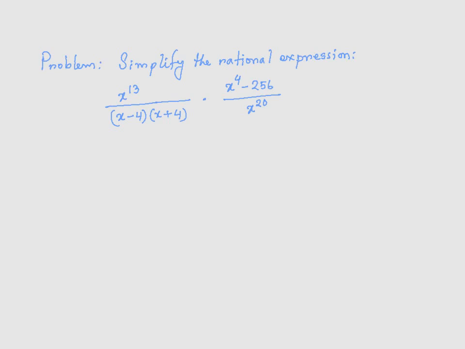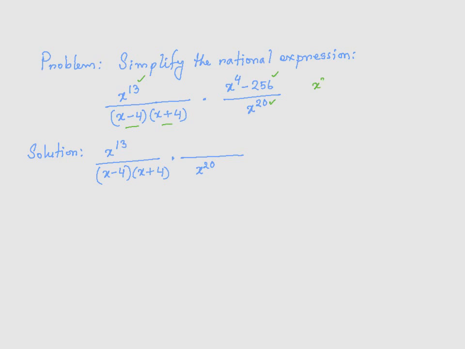In this video, I am going to simplify this given rational expression. If we look at the given rational expression, we do notice that x to the power 13, x to the power 20, and x minus 4 and x plus 4 are kind of in reduced form. However, x to the power 4 minus 256, that's something we could probably factor.